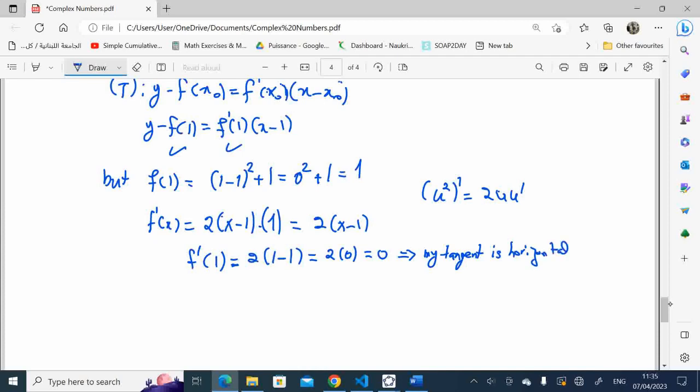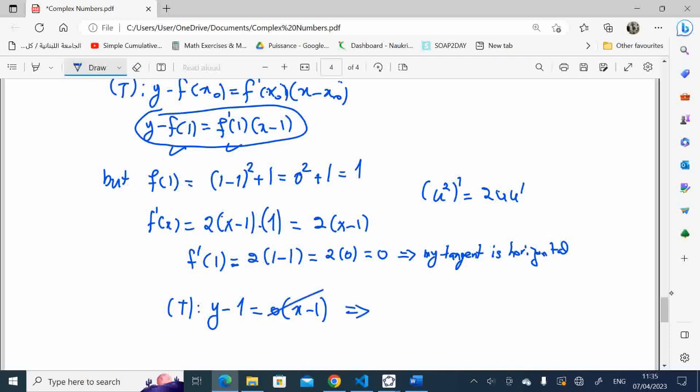What is the equation of this horizontal tangent? If I substitute in this equation here, we get for t: y minus f of 1, which is 1, equals f prime of 1, which is 0, times x minus 1. Zero times anything is 0. So we get y minus 1 equals 0. So the equation of the tangent is y equals 1. In this case, our tangent is horizontal.